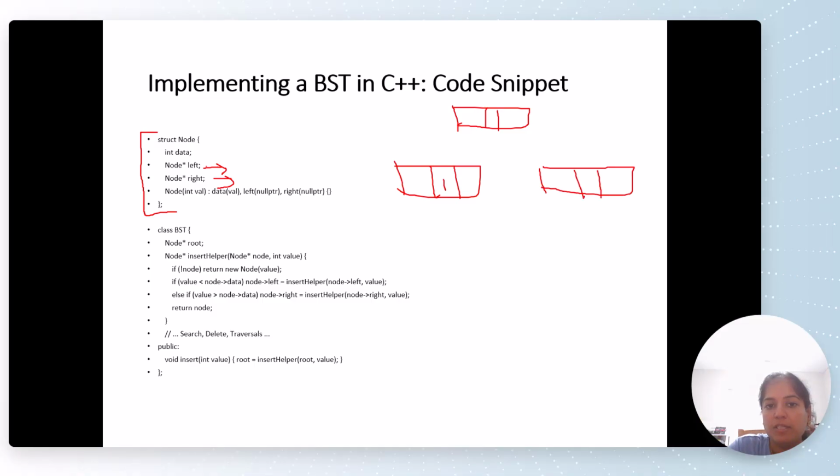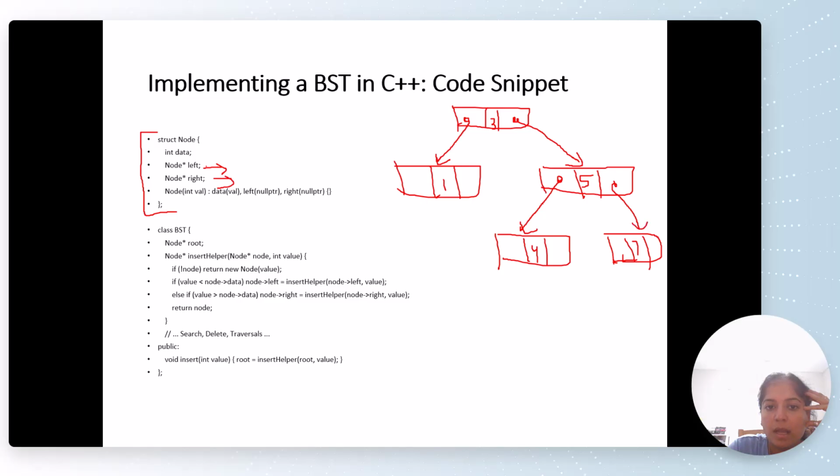Like the value is 1 here, the value is 3 here, the value is 5 here. So this will hold the address of this node and this will hold the address of this node. Now for example, if I have one more, a value 4 here and a value 7 here, then it will hold the address of this node, and this will hold the address of this node. And since these are the leaf nodes, there will be null.